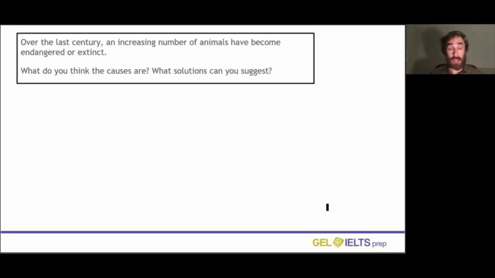So let's think about that introduction sentence where we need to paraphrase the question. When we paraphrase the question, we take the language from the question and we change it into our own words. The structure will be pretty similar, but the vocabulary must be different. If we copy the question, we will lose marks. So let's just read the question again and highlight some of those keywords. So that's over the last century, increasing number, animals, endangered, extinct. So we should try to think of synonyms of these keywords, words which have the same meaning or approximately the same meaning.